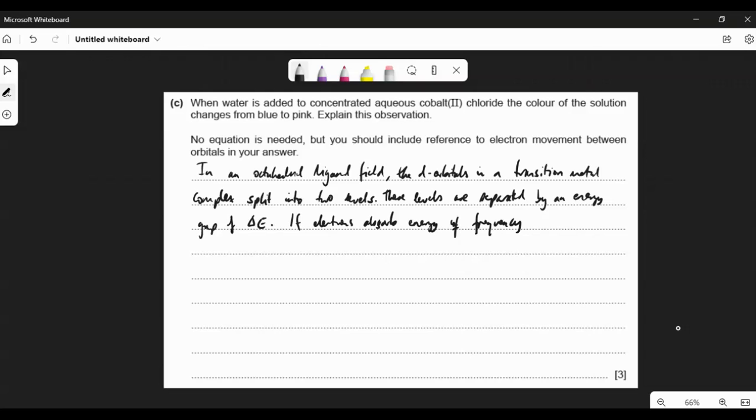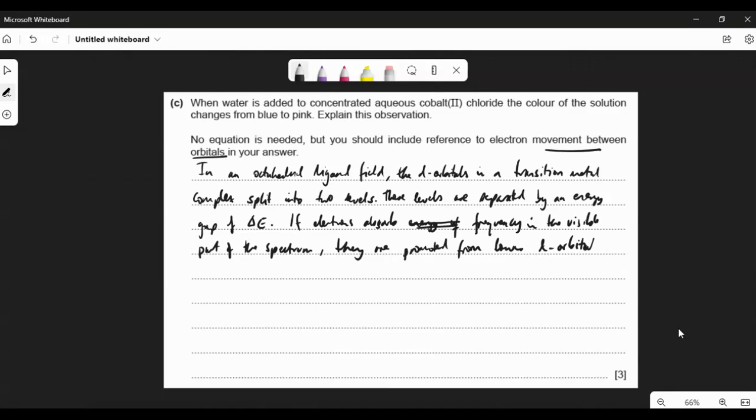If electrons absorb energy of a frequency in the visible part of the spectrum, they are promoted from lower d orbitals to higher d orbitals, and the color seen is the complement of the frequency absorbed.